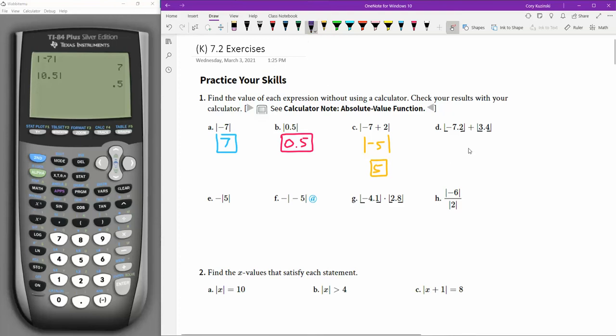All right, over here, these are called step functions. Those little symbols right there mean round down to the nearest integer. So the next integer to the left or below -7.2 is -8. And the next integer below 3.4 is 3. Then you add those up and you get -5. So that's called a step function.